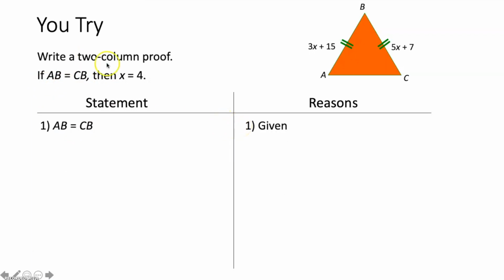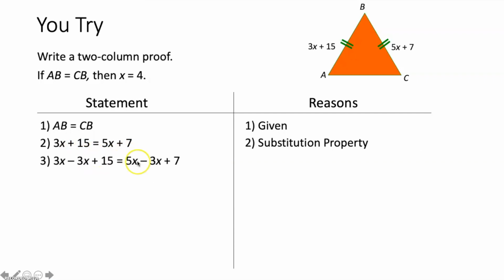Next, how do I end up getting x is equal to 4? Well, we said since we know each of these measures is equal to each other, we could just substitute in 3x plus 15 for the measure of AB and 5x plus 7 for the measure of CB. And when you substitute something in or plug something in, that's the substitution property. Next, what we can do is we can solve this for x. Again, there's a couple different ways you could do this. What I'm going to do first is I'm going to subtract 3x from both sides of the equation. Anytime you do something to both sides of an equation, that's a property of equality. Since we're subtracting, that's the subtraction property of equality.